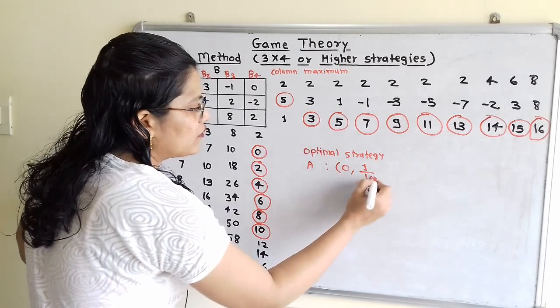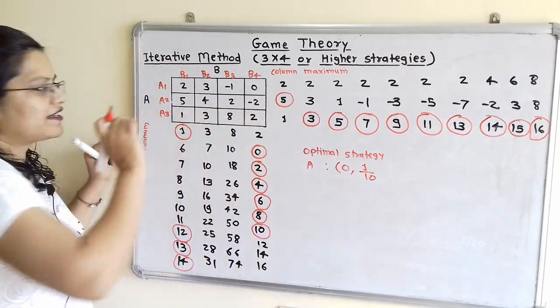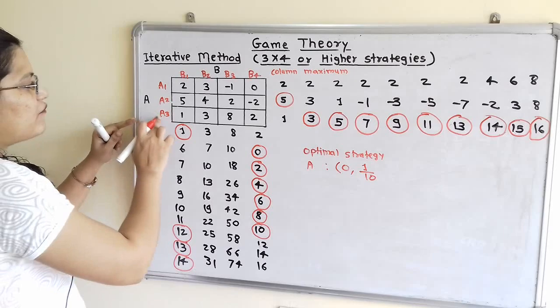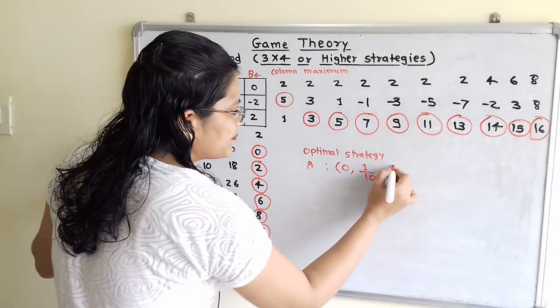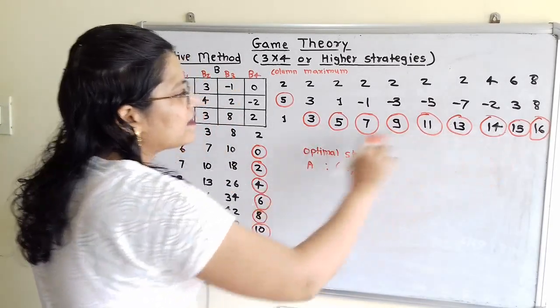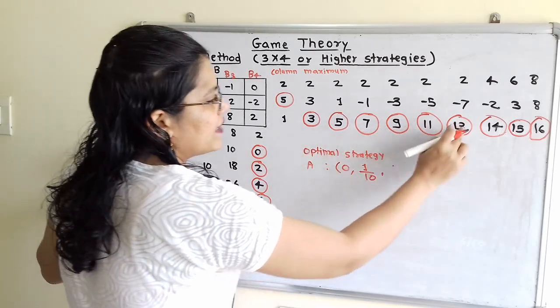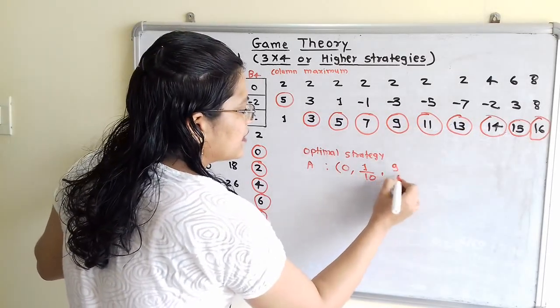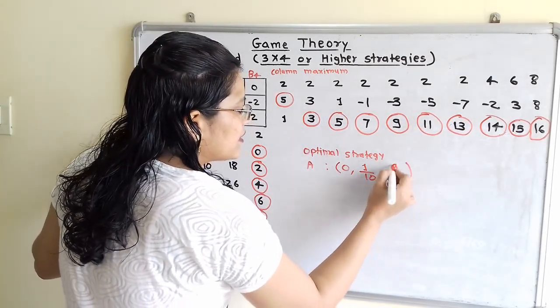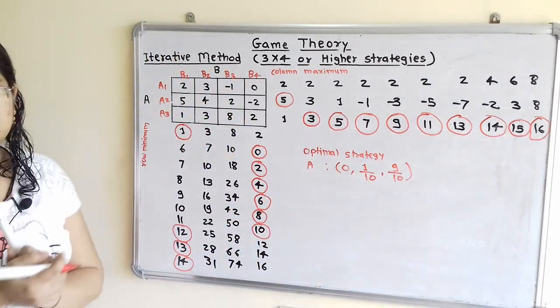So out of 10, only one time the strategy A2 is used. And for strategy A3, there are total 9 numbers. 1, 2, 3, 4, 5, 6, 7, 8, 9. 9 numbers are circled. So out of 10, that is 9 by 10 is the third strategy.